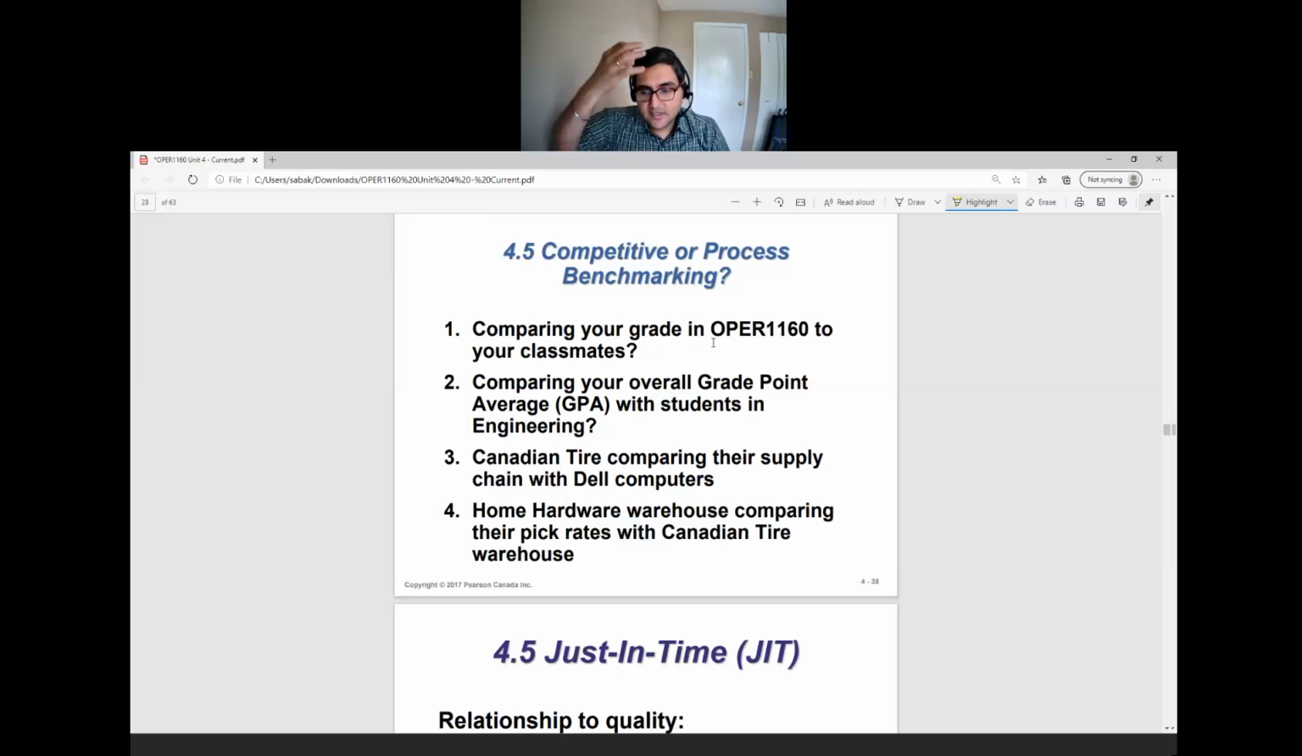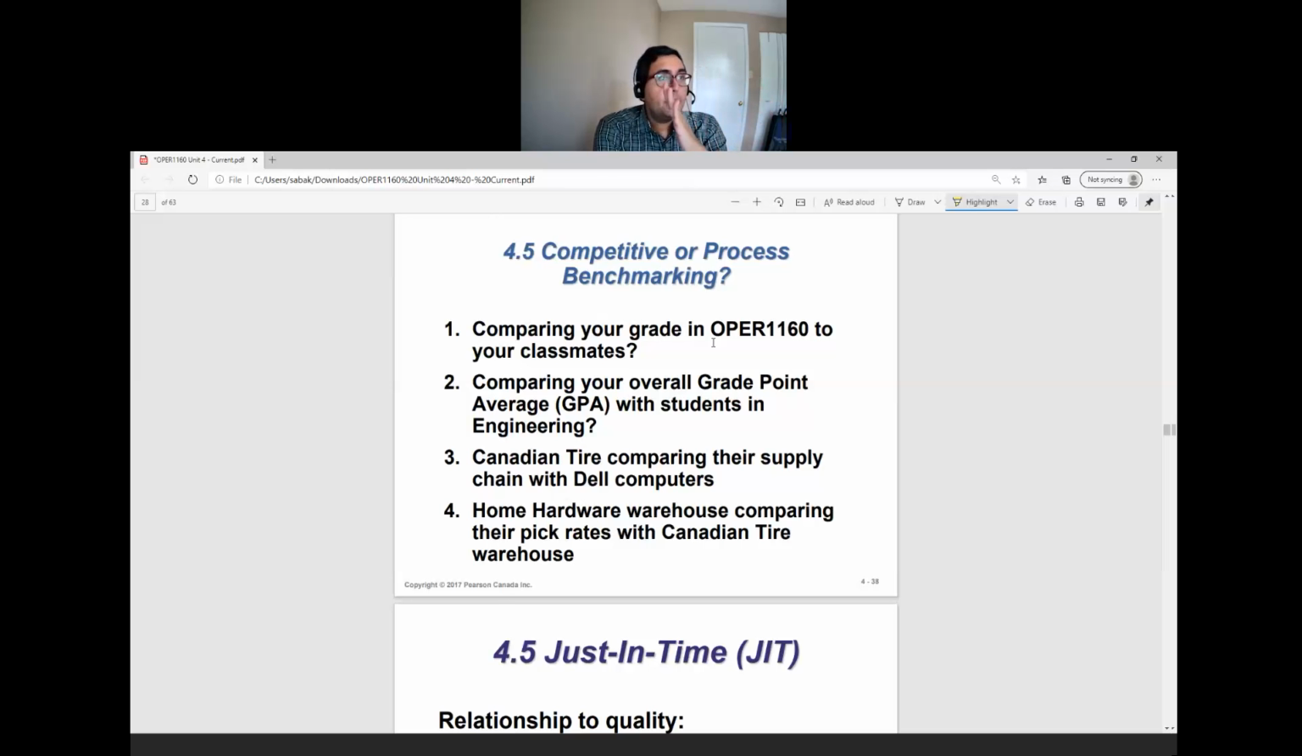If you're trying to compare your grade in OPER 1160 to your classmate, this is also competitive because you are comparing the same set of students in the same course. That is considered your comparison within the same industry, in the same class, same course. But if you're trying to make a comparison with the students in engineering, you're trying to look at how the best in that particular thing is working with respect to you. Now, Canadian Tire is comparing their supply chain with Dell Computers.